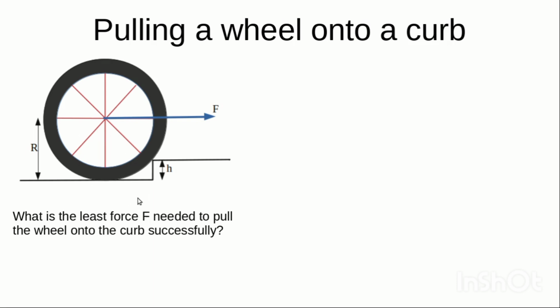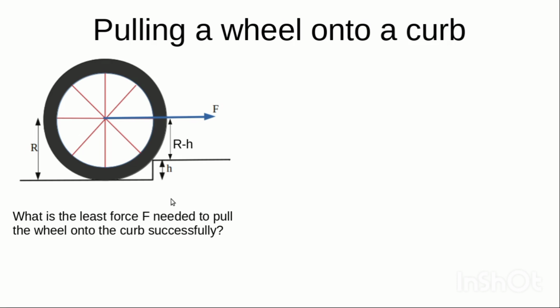The first one is this height here. We know from here to here is the radius of this wheel. If here to here is the height of this curb, then from here to here will be r minus h, which gives us r minus h.